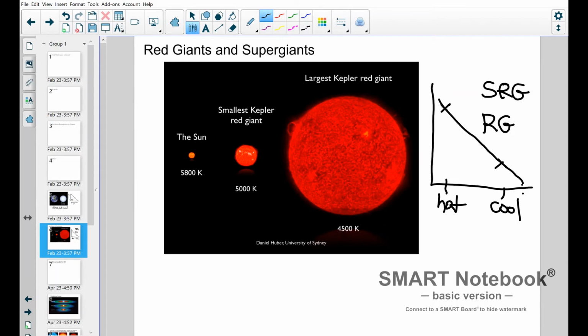So there's three shown here. Our sun is not a red giant, it's just in there for scale. Our sun, when you saw it on the graph, is about right here. The smallest red giant is cooler than our sun and a lot bigger, and then the largest of the Kepler red giants, which is just a group of stars, is much larger than our sun, despite the fact that it is cooler.